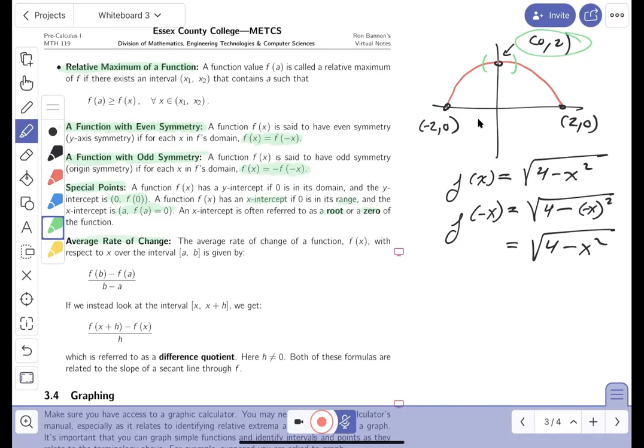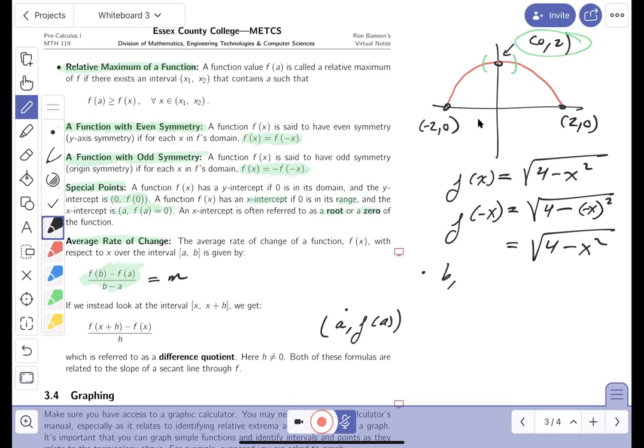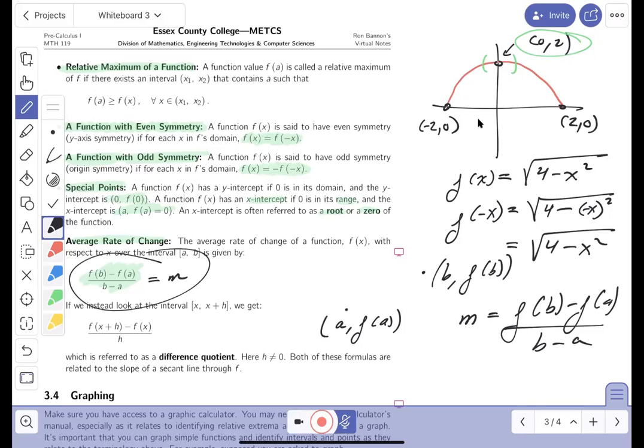Average rate of change, basically just a slope problem. What is this thing over here? It's basically just the slope of a line. So if you took a line over here, you have a, f of a, that's a point. Another point over here, b, f of b. What's m? Well, it's going to be f of b minus f of a over b minus a. That's the only thing that's written over here. It's basically just slope between 2 points.